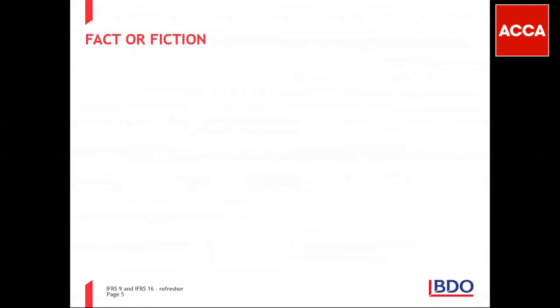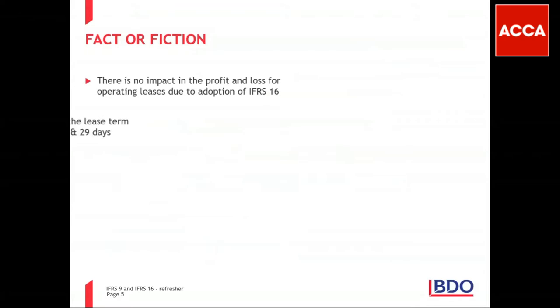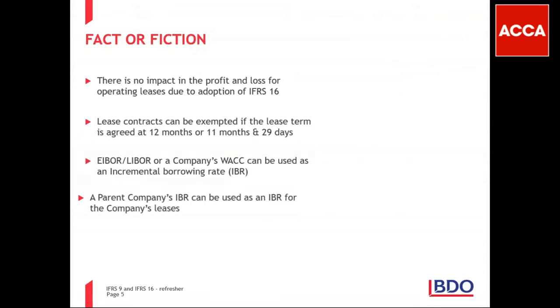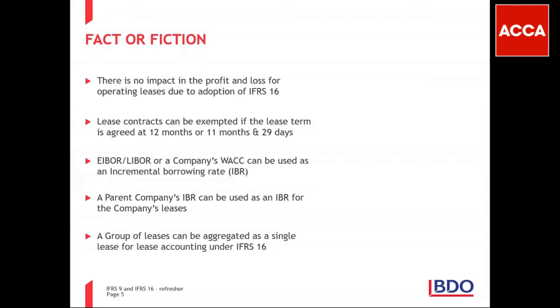But before we dive into the detailed requirements of IFRS 16, here are a couple of popular views which have arisen due to IFRS 16, and we will be discussing whether these are fact or fiction. It is said that there is no impact on the profit and loss for operating leases due to adoption of IFRS 16. This is a very common misconception, but upon adoption of IFRS 16, all operating leases especially are being capitalized in the financial statements, which means that there will be a higher finance cost on lease liability in the first few years, and this will definitely have an impact on the profit and loss statement.